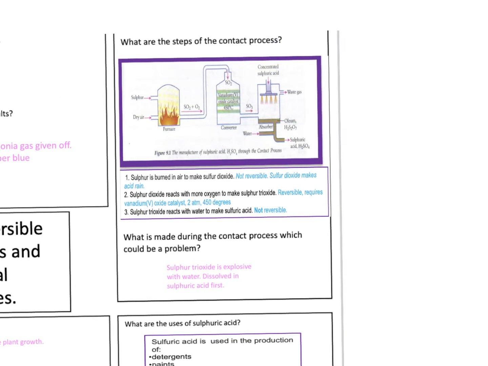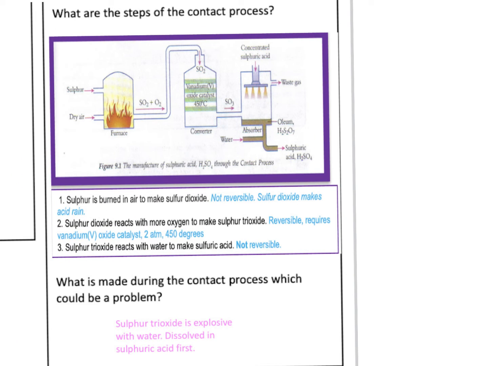The other process you need to know about is the contact process. There's a nice diagram there. Again, conditions: you need a vanadium catalyst, 450 degrees and 1 to 2 atmospheres of pressure, so it's low pressure. A bit of a weird process. Sulfur is burned with dry air, which is O2, pumped in. So you make sulfur dioxide, then more oxygen pumped in, and that makes sulfur trioxide.